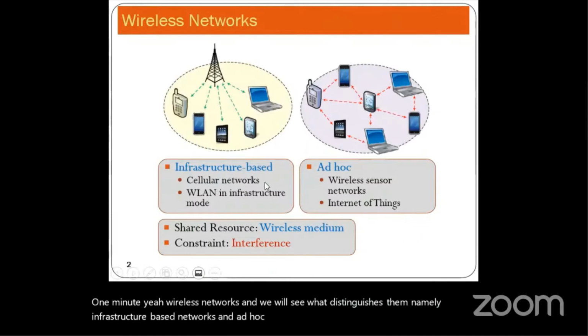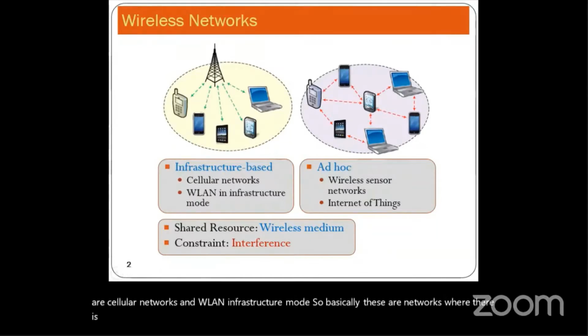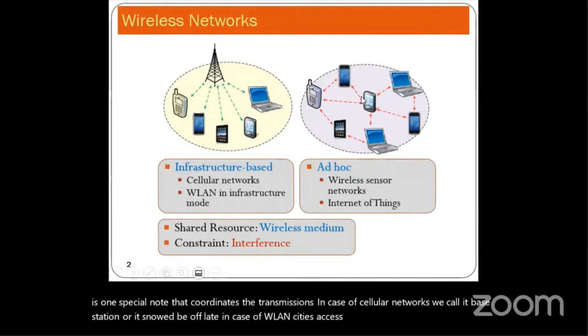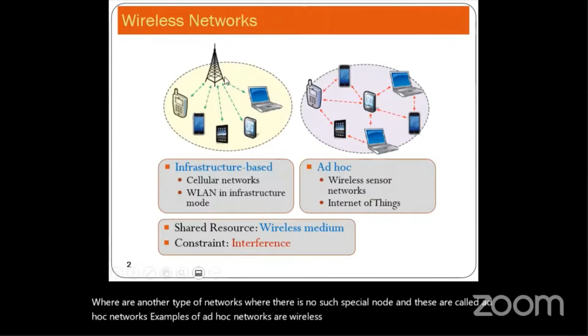Examples of infrastructure-based networks are cellular networks and WLAN infrastructure mode. So basically, these are networks where there is one special node that coordinates the transmissions. In case of cellular networks, we call it base station or eNode B of late. In case of WLANs, it is access point. There is another type of networks where there is no such special node, and these are called ad hoc networks. Examples of ad hoc networks are wireless sensor networks, Internet of Things.